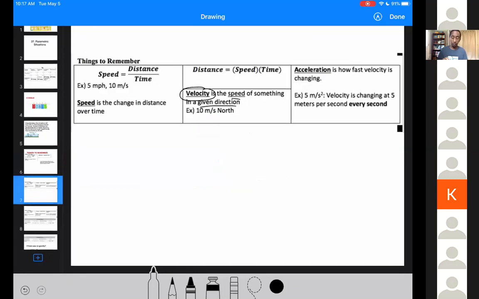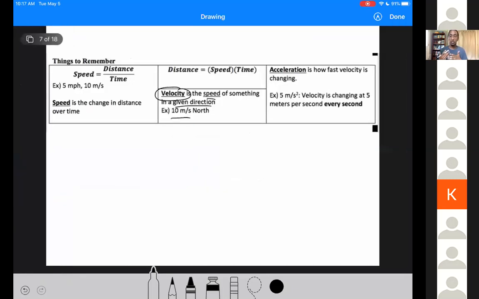So you can have 10 miles per hour north is velocity because there's a direction component, right? And we talked a lot about that with vectors. Acceleration, we haven't talked about, but you should kind of be familiar with it, is how fast velocity is changing. So if something is accelerating, like if you think about a car accelerating, it is increasing in its speed and increasing in its velocity over time, right?